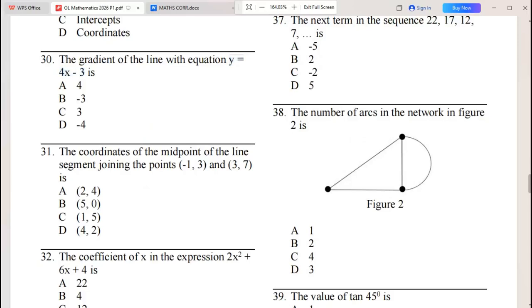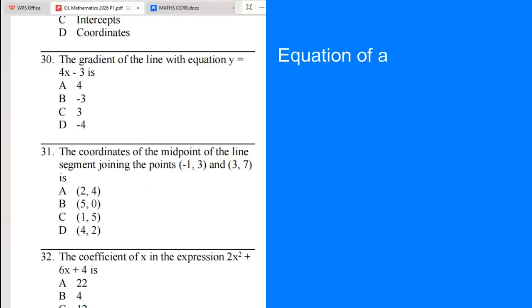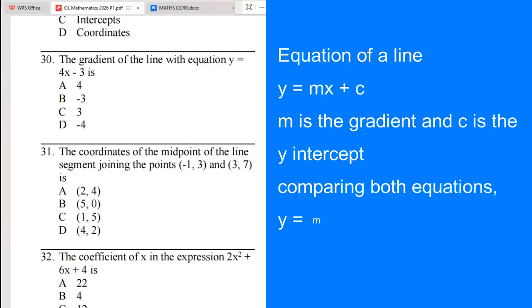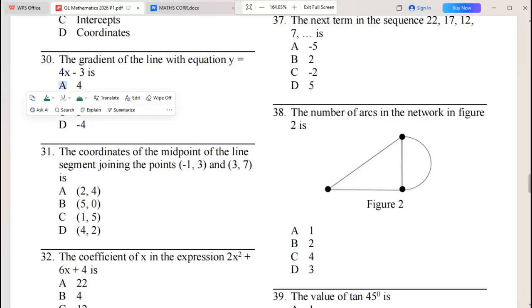Question 30. The gradient of the line with equation y is equal to 4x minus 3 is... To know the gradient of this line, we simply need to know how the equation of a line looks in the first place. Now, the equation of a line is in the form y is equal to mx plus c, where m is equal to the gradient and c is equal to the y-intercept, that is the point where the graph cuts the y-axis. Now, comparing these two equations, we find that the m in this equation is equal to 4. That means the gradient of this line is equal to 4, which is A for question 30.